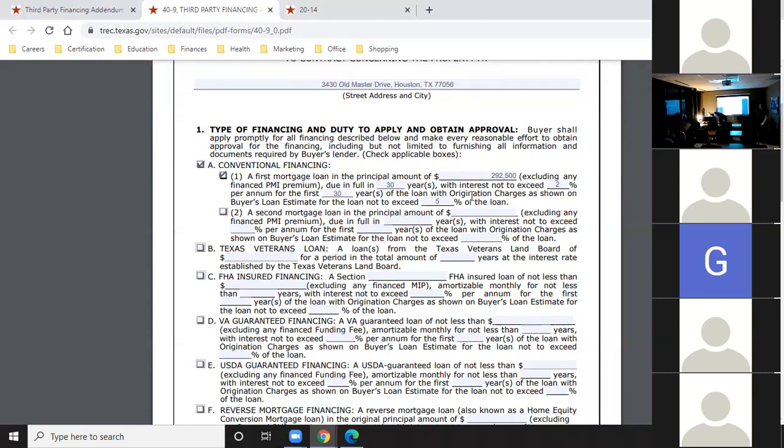If you notice, it said 2 and 5. But if you read the situation, 2 is per year. That's why it's saying per annum. And then over the term, the total of the loan, it cannot exceed 5. Does that make sense to everybody? That's in your first paragraph.